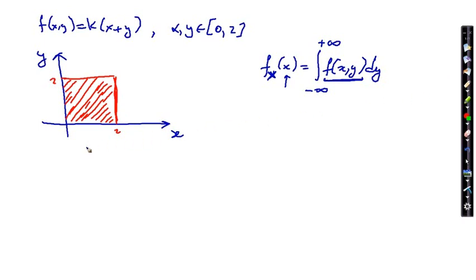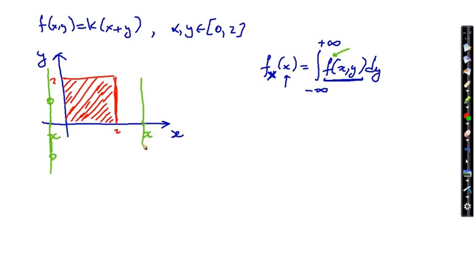Say if x is here. So if x is here, I'm integrating over y. So that means x is fixed, and I'm integrating over this line over y from minus infinity to plus infinity. What am I integrating? I'm integrating my f. Because my f is 0 everywhere on this line, the integral over this line will be 0. If my x is here, I'm fixing x and integrating my f with respect to y.